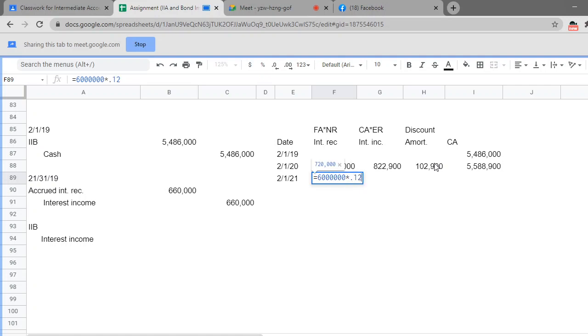Padayonon nato, the same lang gihapon kay wala man ni changes sa atong face amount, so that would be 6 million times 12%. Actually almost the same lang na siya unless it is a serial bond. And your carrying amount this time is mag-change. So, 5,589 times your 15%. And the difference between the two is 118,335. And again, we add the discount amortization and the carrying amount.